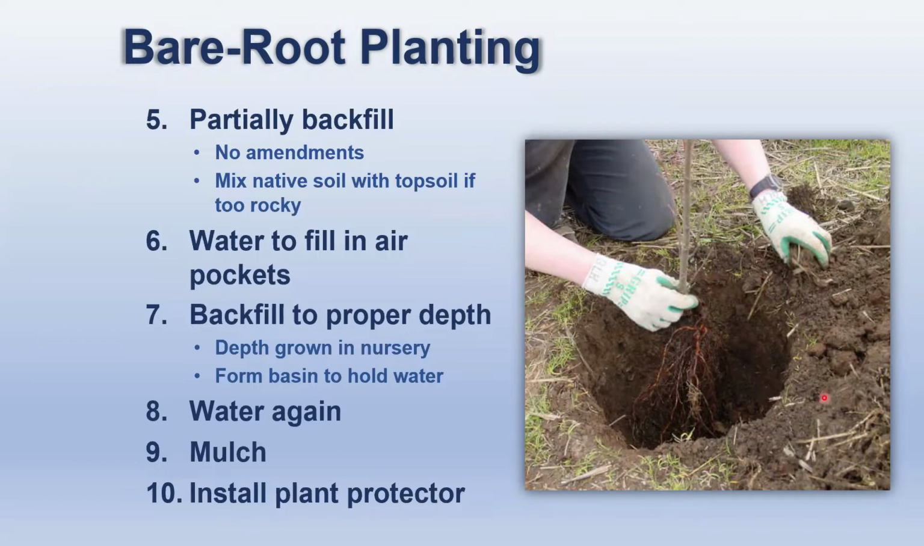So first, you want to backfill about halfway, tamp it down so that there's lots of contact with the roots in the dirt, and water it. Water that lower half. Water it in, let the water soak through. Then finish filling it in, backfill some more, tamp it down real tight. You want to make sure there's lots of contact with the roots in the soil. And you can even make a little bit of a catch basin around the plant and then water it again.